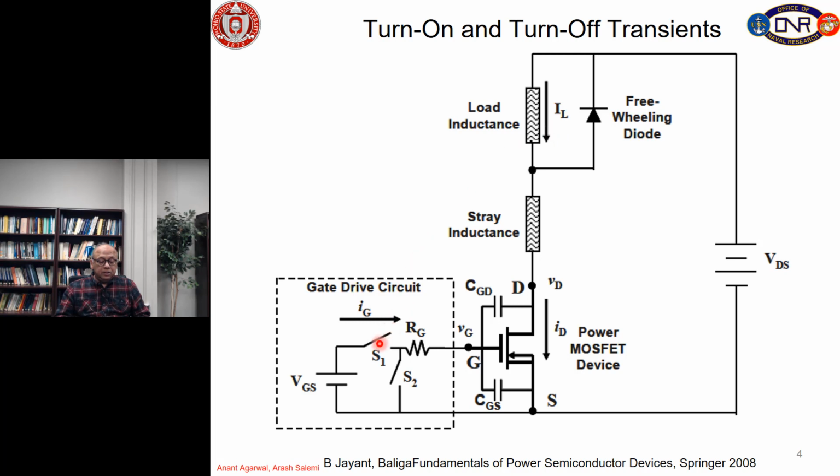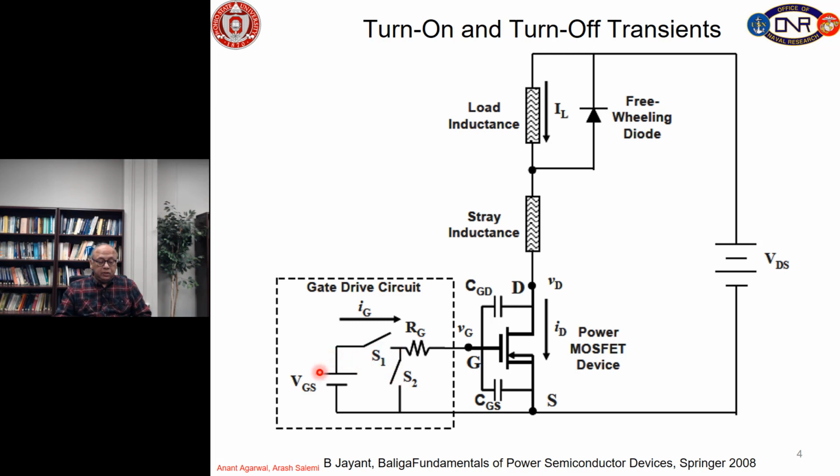And we have two switches here, schematically speaking. This is just a cartoon that when we close S1, we turn on the device, and when we close S2 and open S1, then we turn off the device. So, let us consider the turn on transient. That means S2 is off and S1 is turned on.